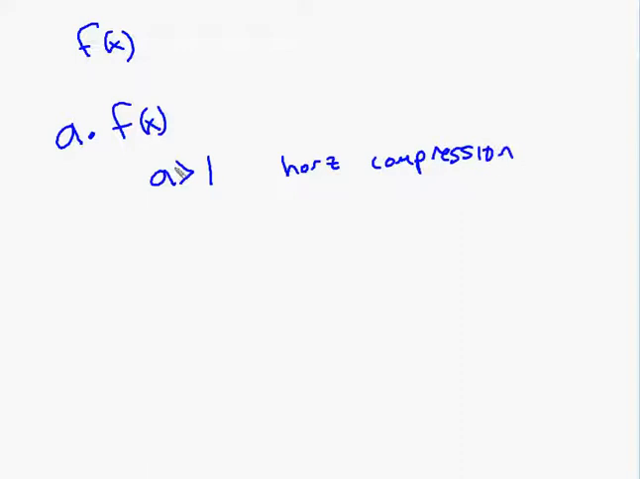If I have an f of x, and I multiply it out in front by some value, if that value is greater than 1, then we have a horizontal compression by whatever amount a is, which is also going to be, well, yeah, we'll just do a horizontal. And if a is less than 1, like the absolute value is what I'm talking about, then it's a horizontal stretch.